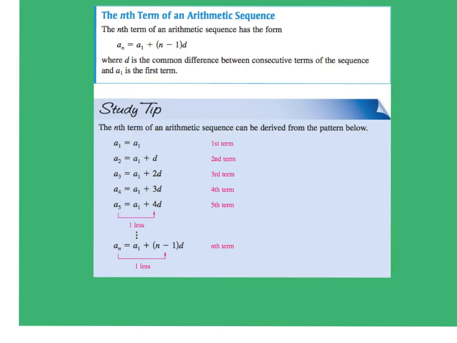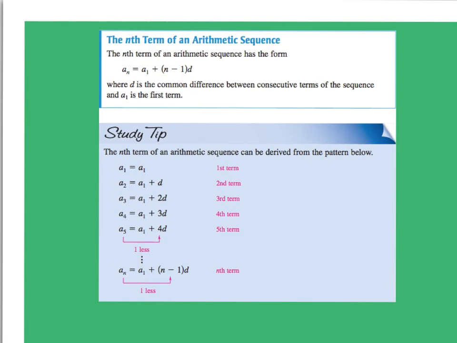So when we find the nth term, when we find a sub n, it would be your first term, a sub 1. And then I like to write it a little bit differently than just the textbook. I like to say plus the common difference, that's what you're adding from term to term, times n minus 1.